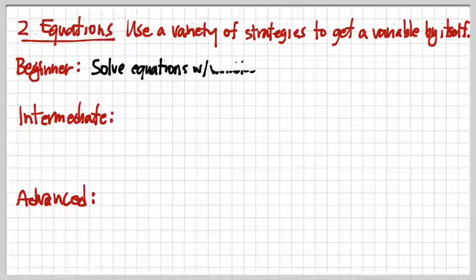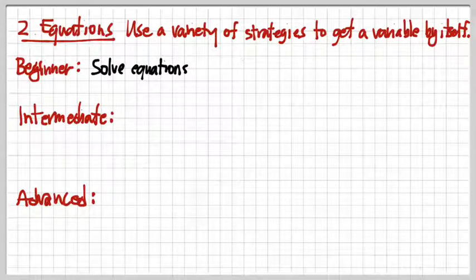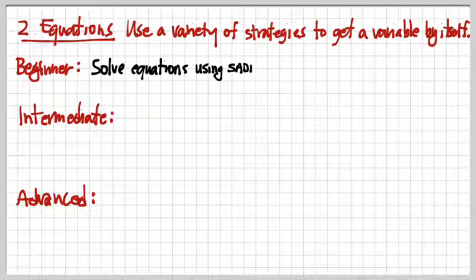Actually, let me dial that back. Let's not worry about variables on both sides at the beginner level. Let's just say that at the beginner level, this is to solve an equation by reversing the order of operations. In other words, using not PEMDAS, but SADMEP. The order of operations reversed. So here's an example.